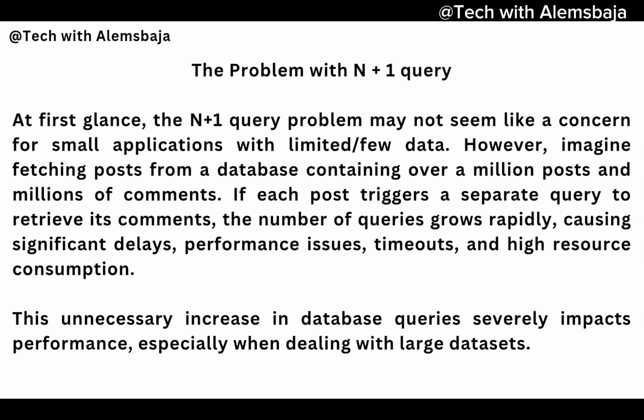So what's the problem with N+1 query? Ideally, when you're building a small application, you really would not know that this is an issue. But just imagine, for example, you're building an application that has over 1 million posts and 1 million comments. You realize that if each post triggers a separate query to retrieve its comments, the number of queries grows rapidly, causing significant delays, performance issues, timeouts, and high resource consumption. This unnecessary increase in database queries severely impacts performance, especially when dealing with large data sets.